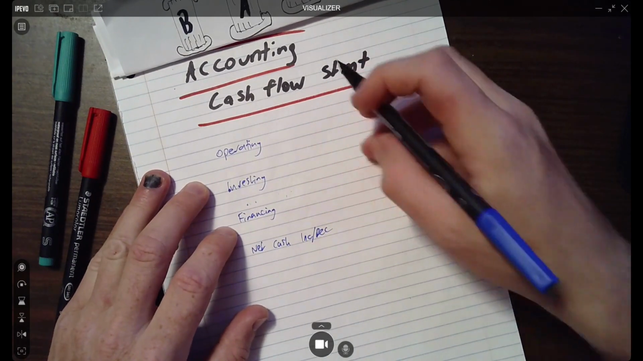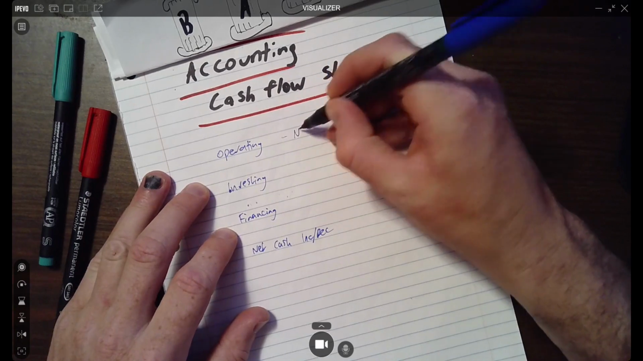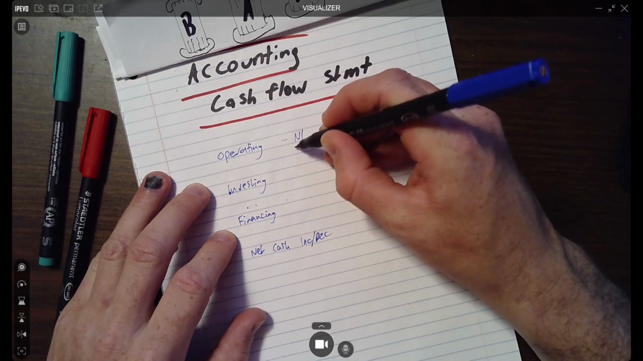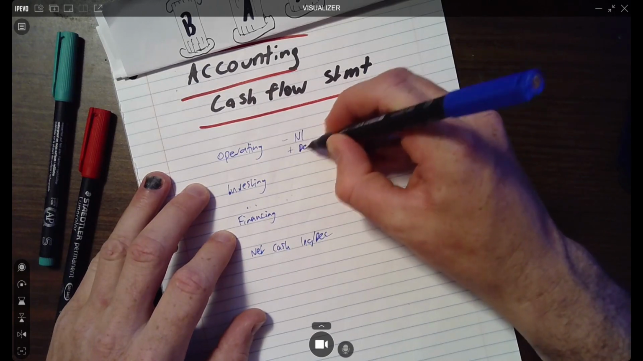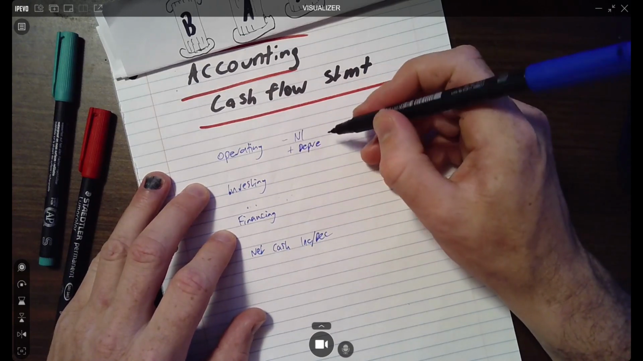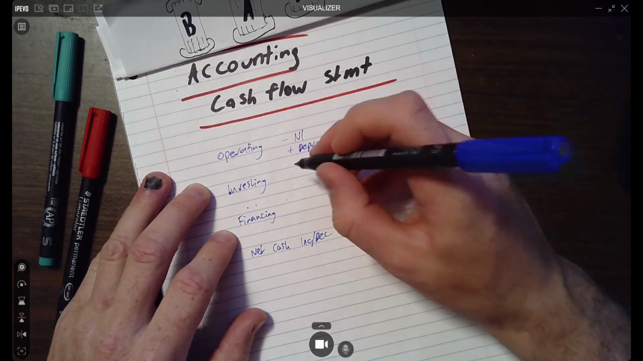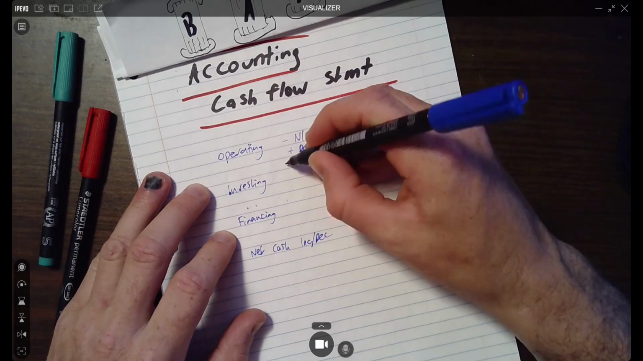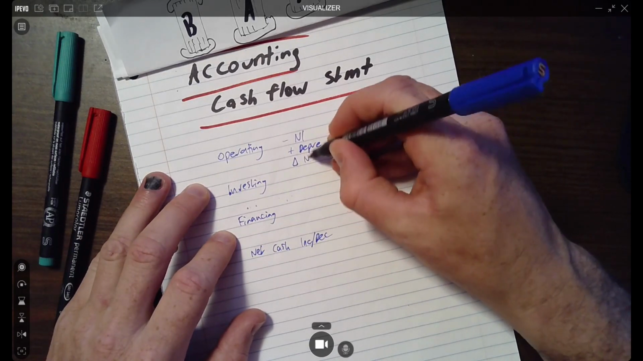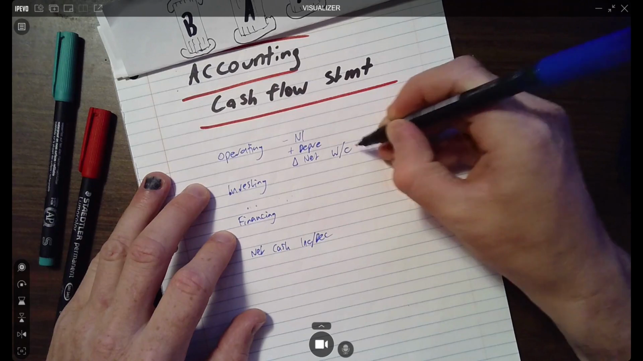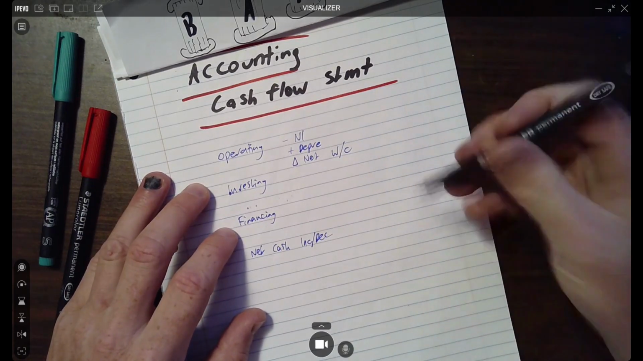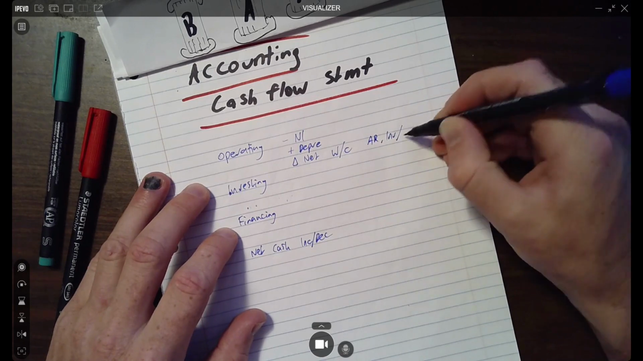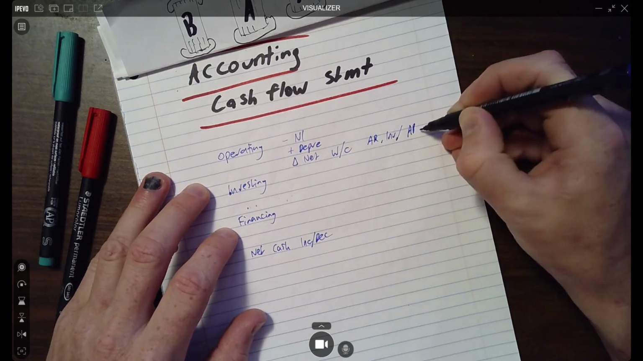With operating cash flows, it can start off with the net income from the income statement. Then we add back the depreciation, because depreciation is a non-cash deduction. And then we either add or reduce the change in the net working capital. These include changes to our accounts receivable, inventory, or accounts payable.